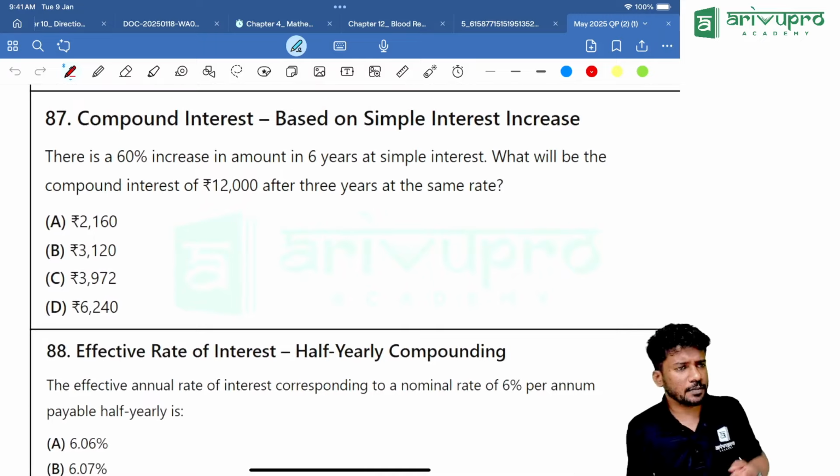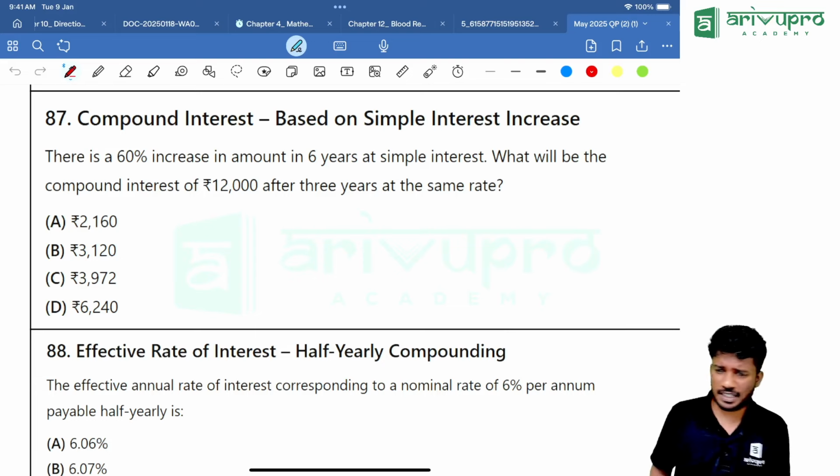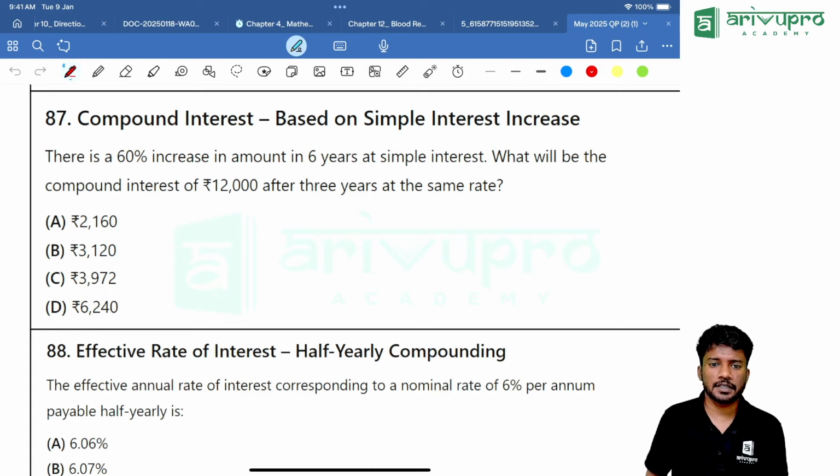So I think this time around 14 questions were there from this particular chapter. Can we start off, people? Yes. First question.